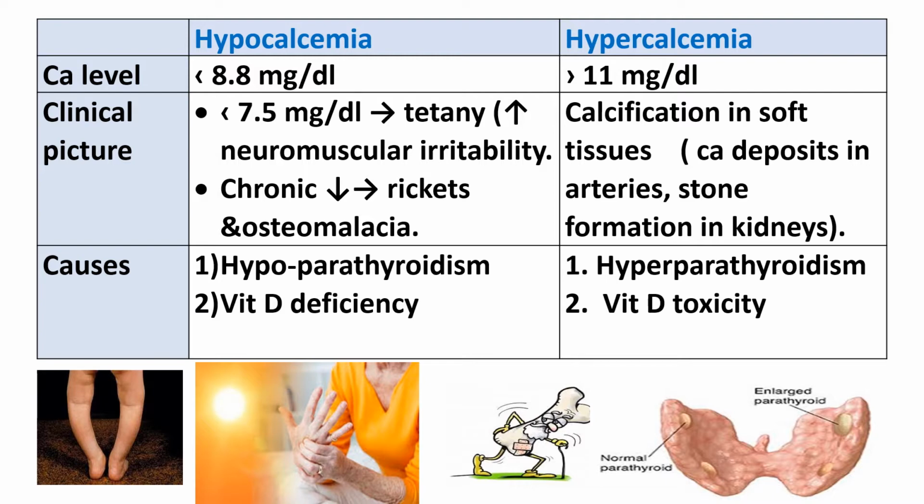On the other hand, if the calcium level is high, above 11 milligram per deciliter, it may cause calcification in soft tissues. It may cause calcium deposits in arteries and calcium stones in the kidney.